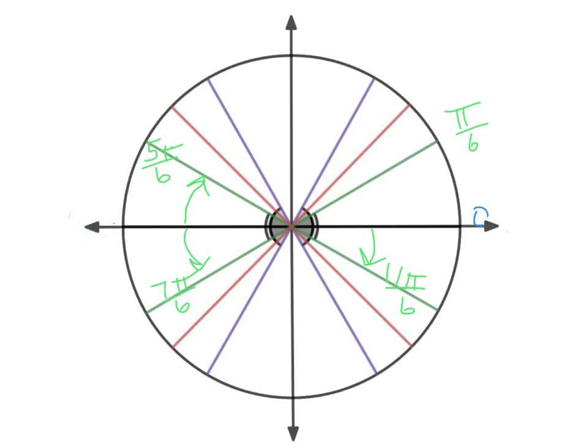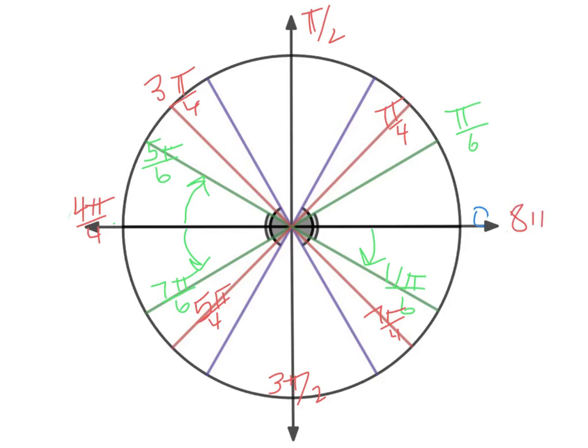So for pi over 4, we have 1 pi over 4. That is right there. 2 pi over 4, which gives us pi over 2. 3 pi over 4. 4 pi over 4, which is pi. Check. 5 pi over 4. 6 pi over 4, which is 3 pi over 2. 7 pi over 4. And then 8 pi over 4 is where we land. Yes, 8 divided by 4 is 2, so 2 pi.